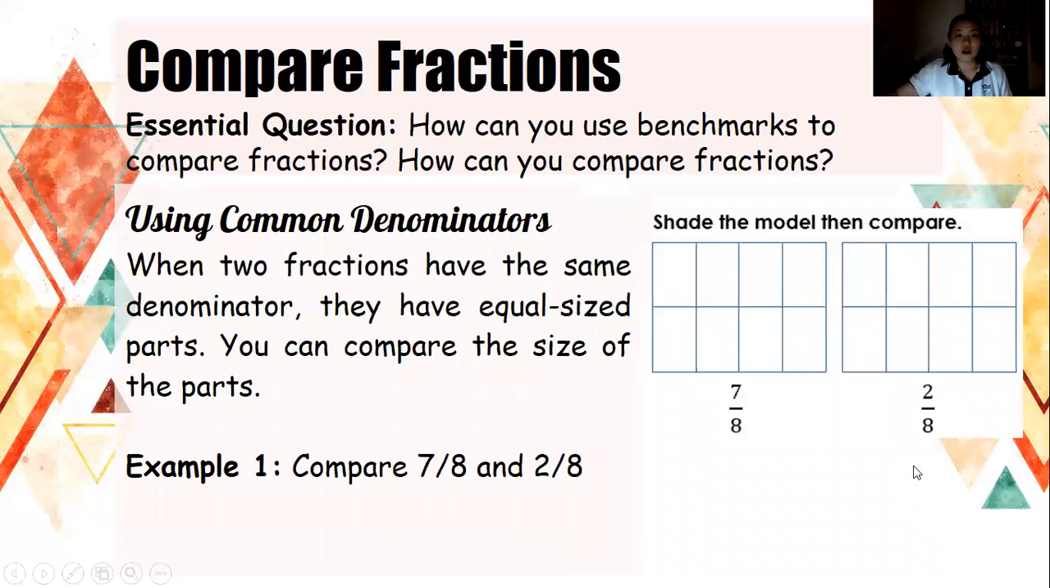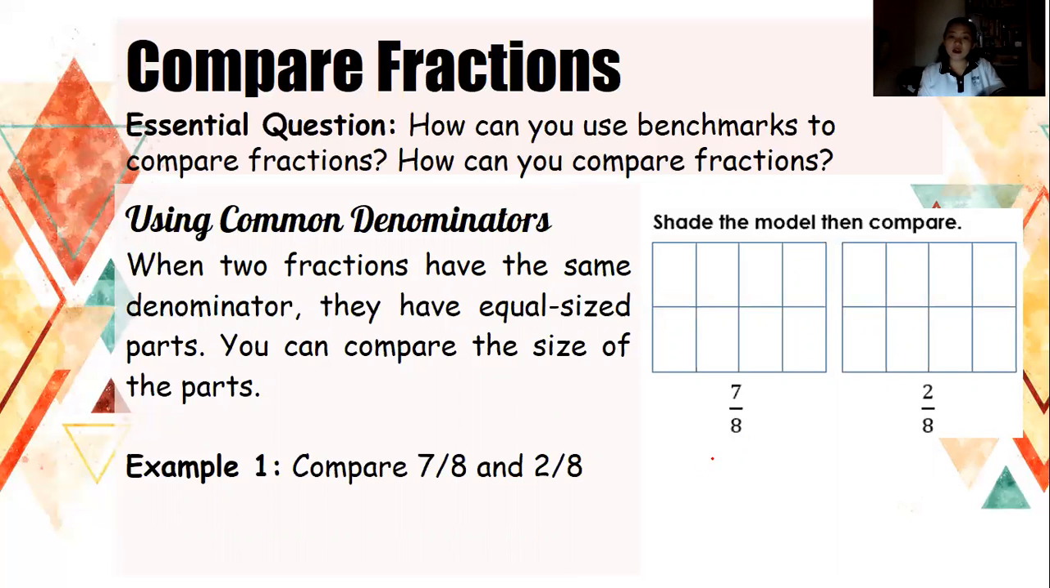So next, this time let's have common denominators. When two fractions have the same denominator, it means that they have equal sized parts. So this time we can be comparing the numerators instead. So we have 7 out of 8 and 2 out of 8.